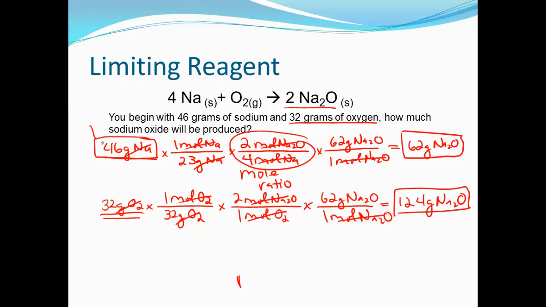If you said the sodium is our limiting, you're correct, because it limits the amount of product that we produce. The maximum amount of sodium oxide that we can produce is 62 grams. That's the maximum, because the sodium will get used up faster than the oxygen will. And therefore now we know how much of the sodium oxide will be produced.